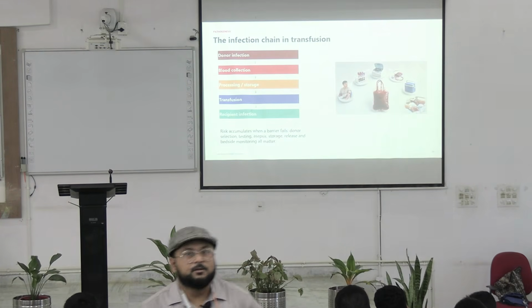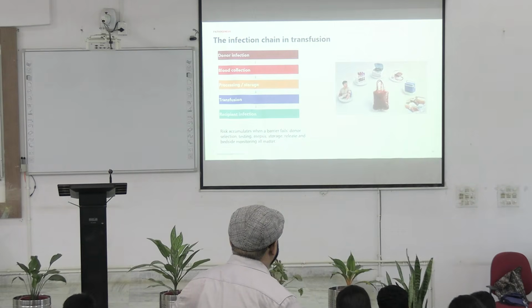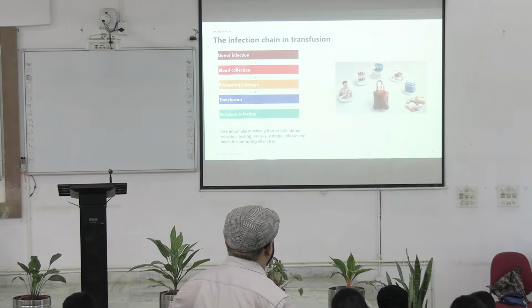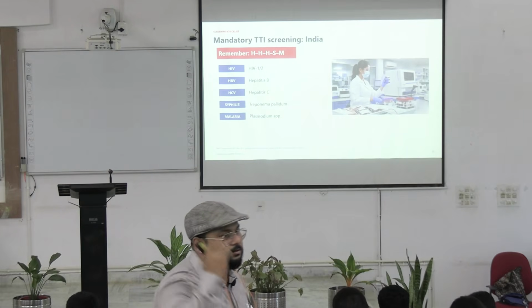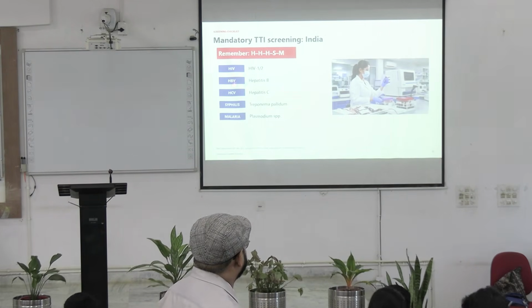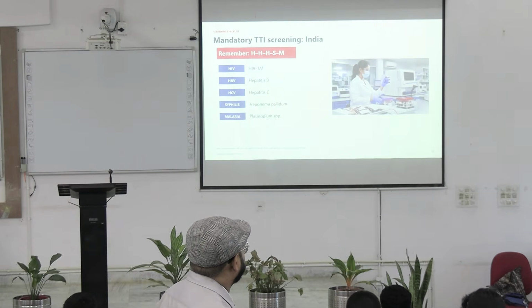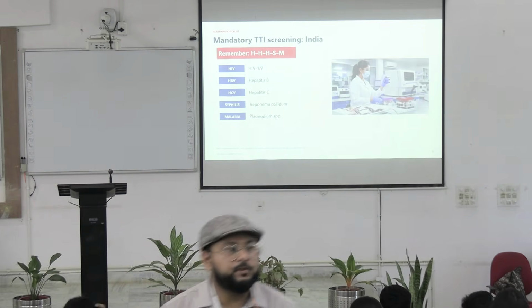Nothing big, no difficulty in this. The risk accumulates when a barrier fails: donor selection and testing, asepsis, storage and release, and bedside monitoring all matter. Now the question is, what are the most important common blood-borne infections? These are HIV, hepatitis C, syphilis, malaria. These four are our main culprits. What causes HIV? HIV 1 and HIV 2.